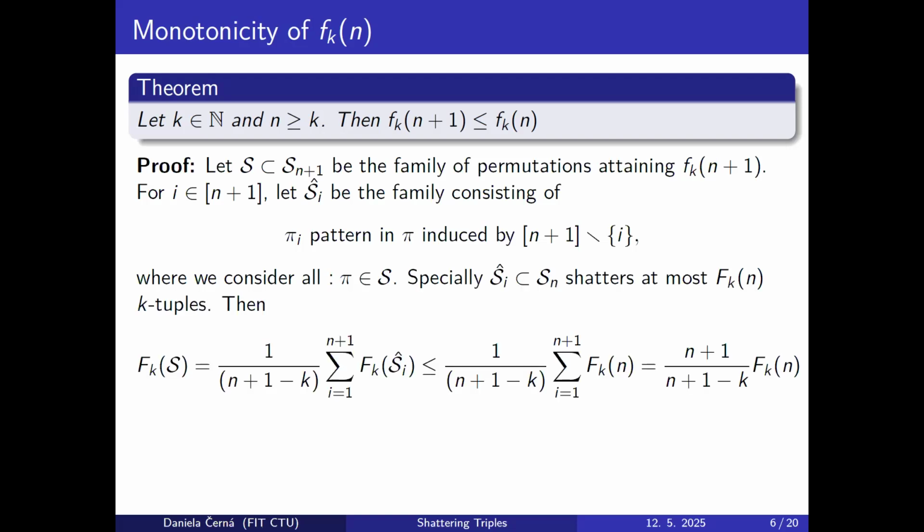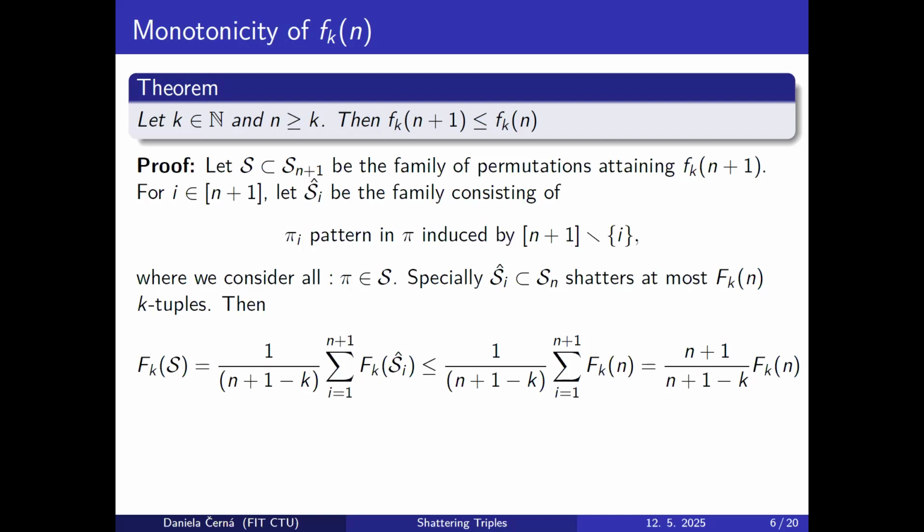And especially this will mean that it shatters at most f_k(n) k-tuples. And now you can do double counting, where the number of k-tuples that are shattered by S can be counted as follows: for each i, I look at the number of k-tuples not containing i that are shattered by S, which is the same as the number of k-tuples that are shattered by S with i deleted. And each k-tuple will then be counted n plus 1 minus k times, because it does not contain exactly this many i's. That's why there is this coefficient.